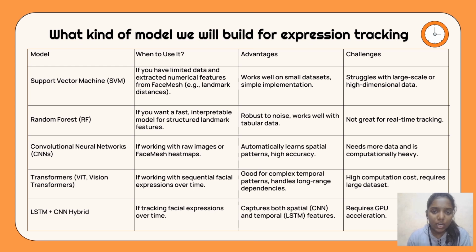Every model has its own advantages and challenges, but in our case, as we have a limited dataset of child images, we can choose Support Vector Machine, which works well with small datasets and has simple implementation. But the challenge is that it struggles with large-scale or high-dimensional data. If we somehow increase our dataset, then we can go to transformers, which are good for complex temporal patterns and handle long-range dependencies, but their challenges are high computation cost and the need for a large dataset.